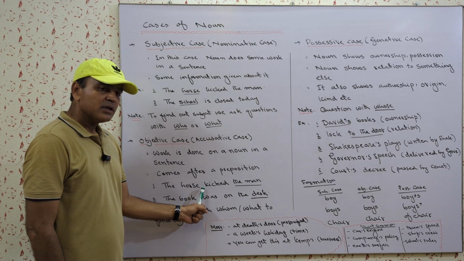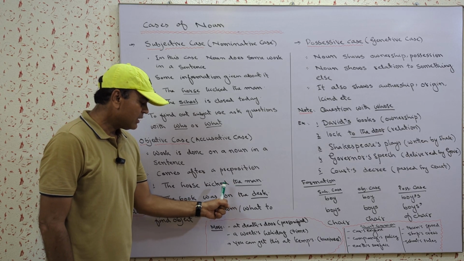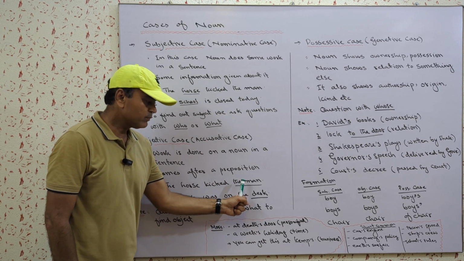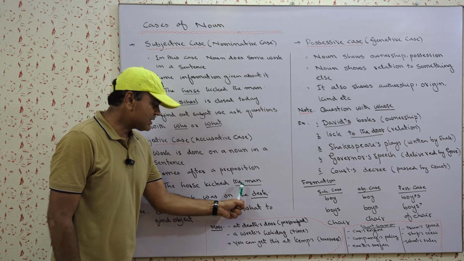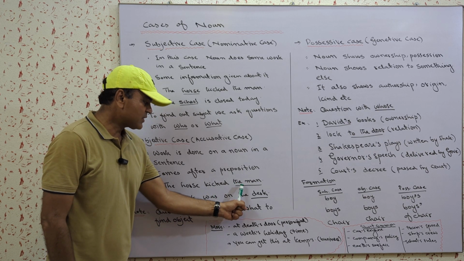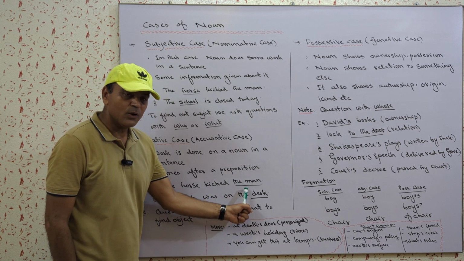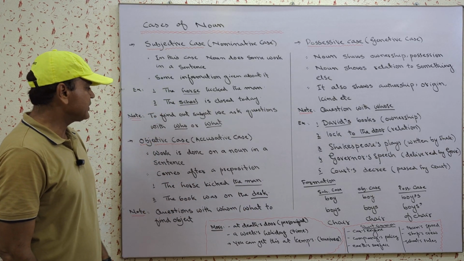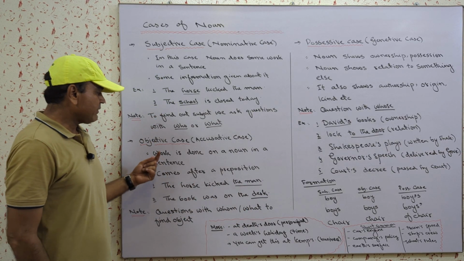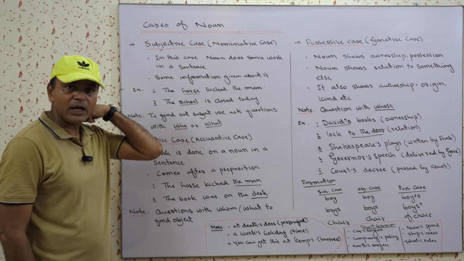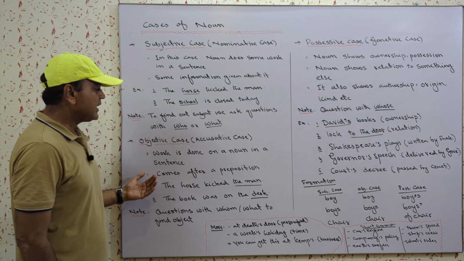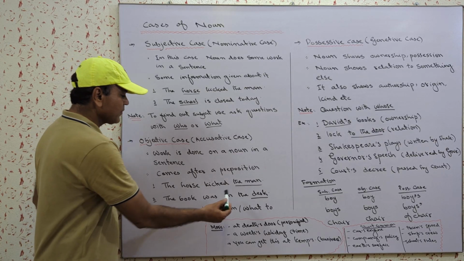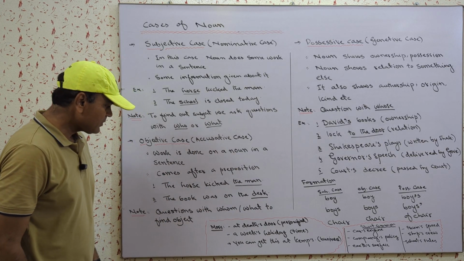Here, kick the man. This work was done on this noun. So here, the man is the receiver of the work. That's why the effect of the work is on the word man. That's why we will call it the objective case. So the first part of the objective case is that when a work is done on the noun in a sentence, we call it objective case of noun.